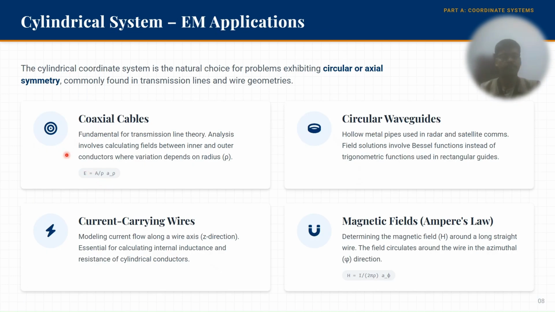As mentioned, coaxial cable and fundamental transmission line theory apply, involving outer and inner conductors, hollow metal pipes, and circular waveguides, already mentioned. Current carrying wires, so there is a current through any wire, and magnetic fields, or Ampere's law, you may have known this Ampere's law. So there we apply the cylindrical coordinate system.